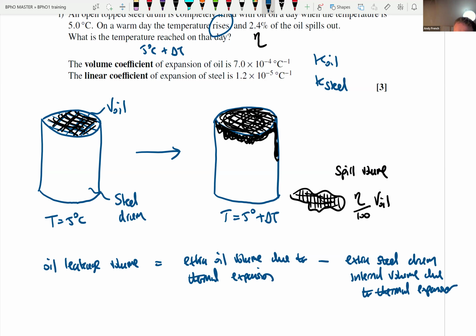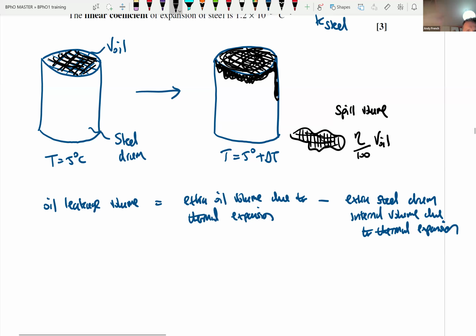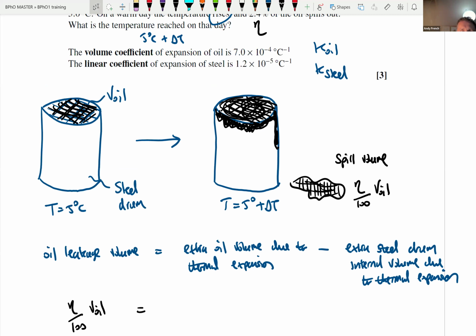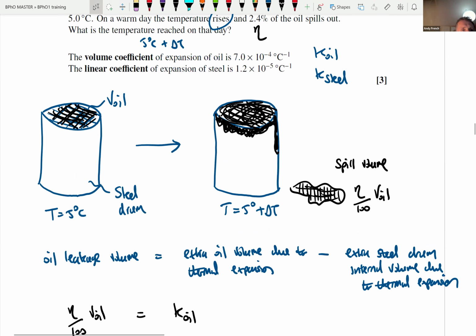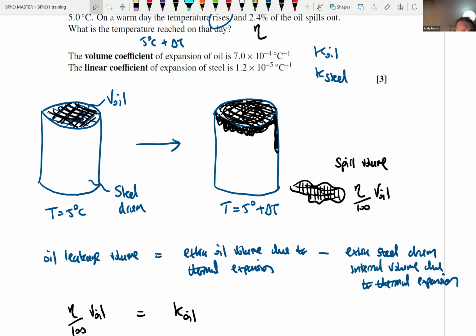Okay, I hope that's readable. So there we go. The oil leakage volume, eta over 100 times V oil, is how much the volume of oil expands by, and then we need to take away the extra internal volume we've got. So what are those things going to be? Well, let's make an equivalent statement. We've got eta over 100 times V oil. What's going to be our extra oil volume due to thermal expansion? Well, it's a volume expansion coefficient, that's going to be K oil. And it's a volume expansion, so it's what fraction of the oil expands over the temperature rise. So K oil times delta T is how much we are expanding by.